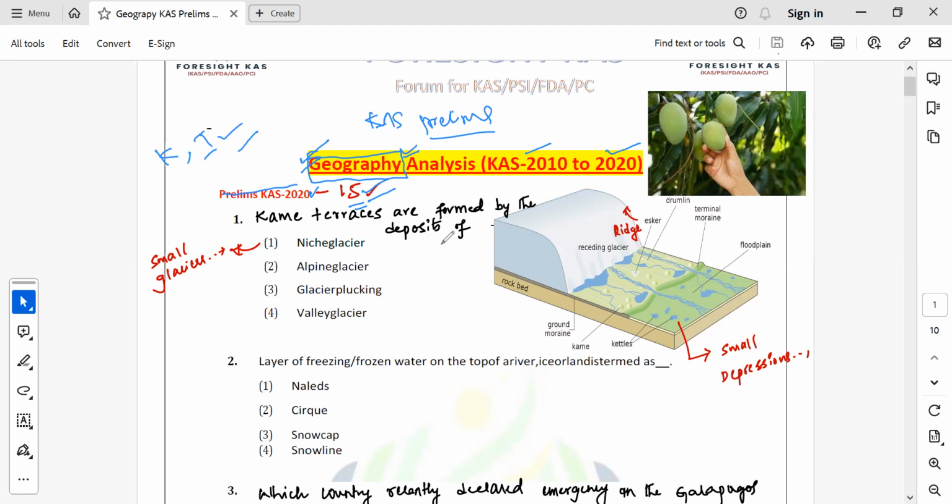The question is, Kame terraces are formed by the deposits of, see, this is glacier. So it melts and flows in the form of river. These are streams or rivers, and it deposits here a silt, whatever it brings. So this deposition forms here. When it deposits, it brings a lot of silts, sand. So on the bank of these streams, floodplains will be formed.